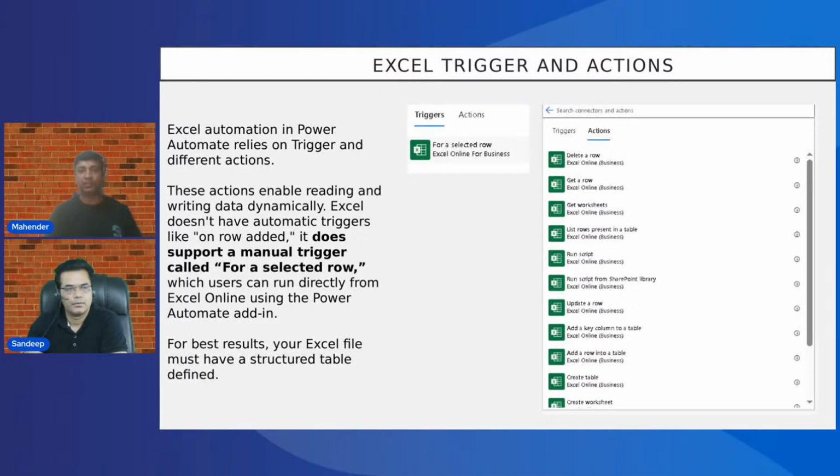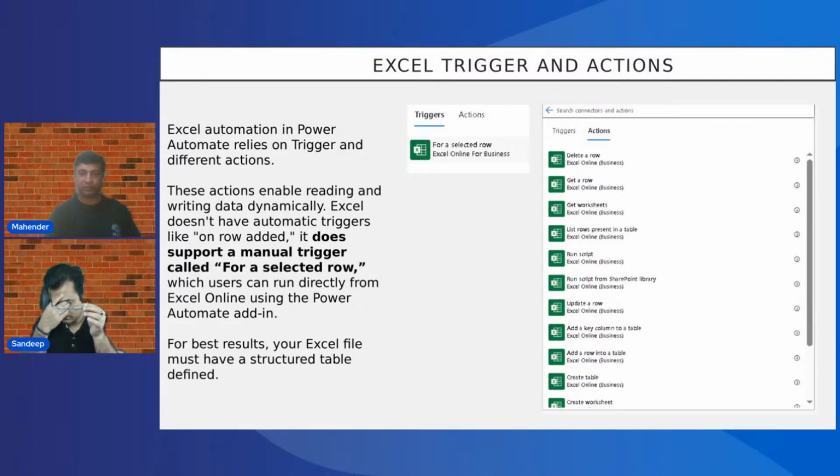So we have one trigger that is available, which is a manual trigger that applies when you are selecting some row. Let's take an example. You have a workbook, and under that workbook you have a sheet, and if you want to do some kind of automation, like if I select some row, I want to perform some action. That type of trigger is available here. So we can select that row, and this trigger will be executing, and after that we can utilize a number of actions.